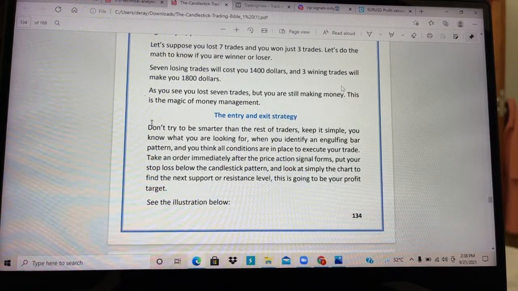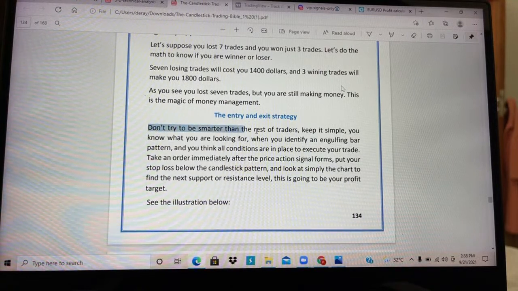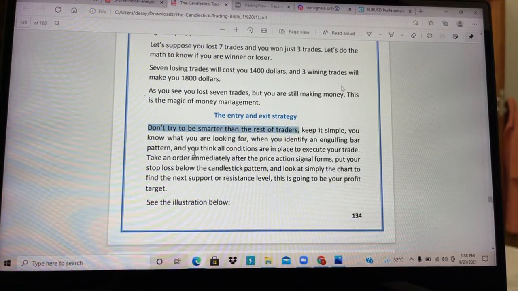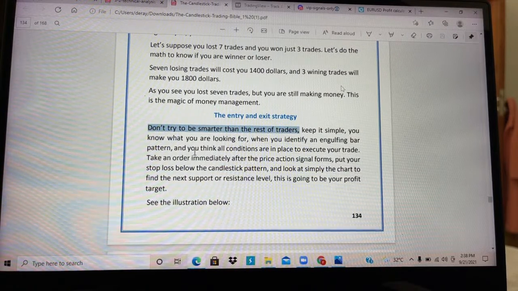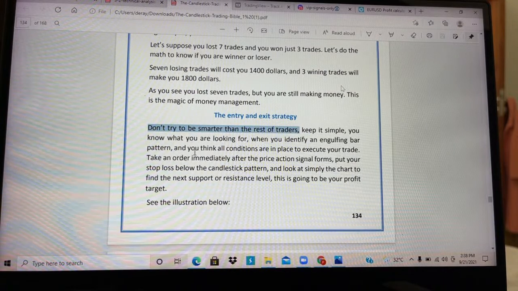Right. So sometimes what would happen as traders, we tend to do something like this. We try to be smarter than other traders. Now, just stick to what you know. And once you see what you know, you enter based on what you know and not what you want to see.